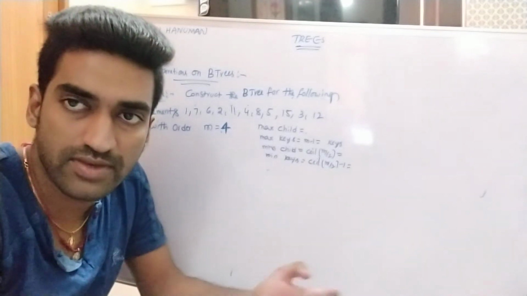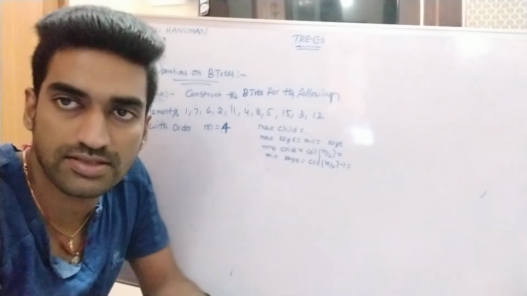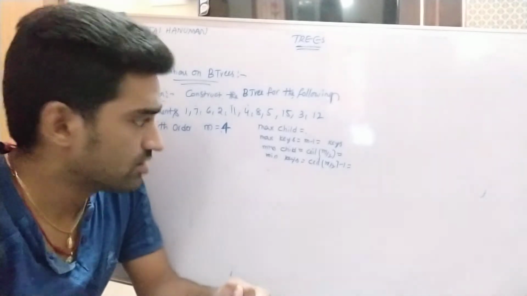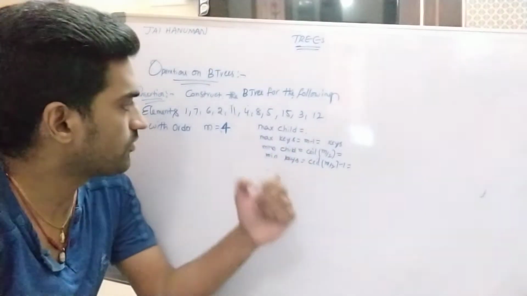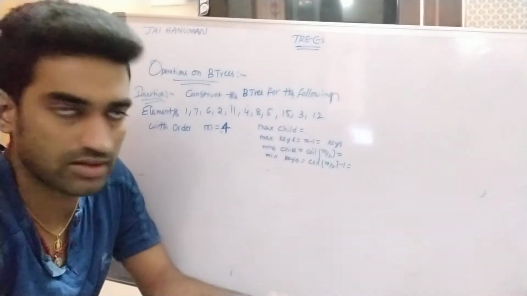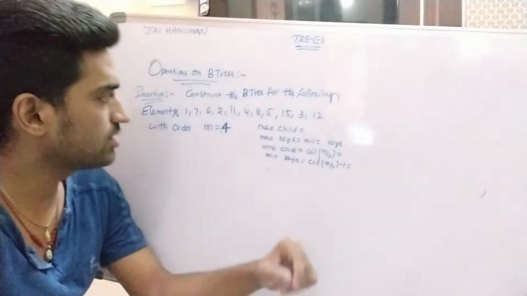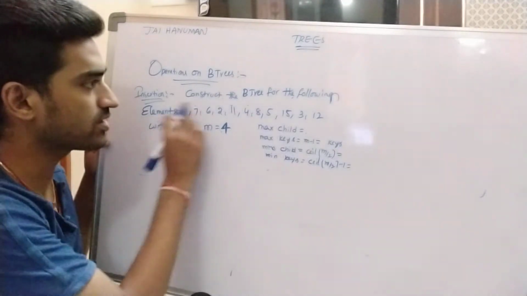So hi friends, in the previous session we already discussed how to construct third order B trees. In this session we are mainly concentrating on how to construct fourth order B trees. Here the M value is nothing but 4. So here I am constructing a fourth order B tree for the following elements.